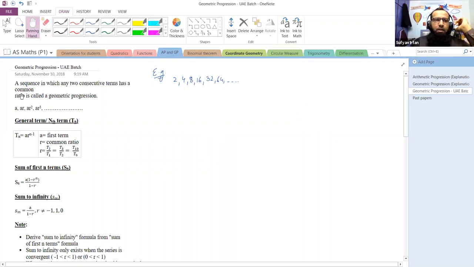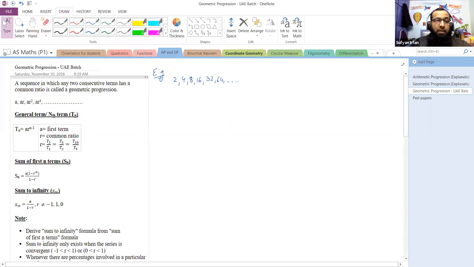So let's start. Arithmetic progression was a sequence in which every subsequent term was obtained by adding or subtracting something from the previous term. And as far as geometric progression is concerned, it is a sequence in which any two consecutive terms have a common ratio. In arithmetic progression, there is a common difference. We call it D. And in geometric progression, there is a common ratio, right? And the common ratio is called R.